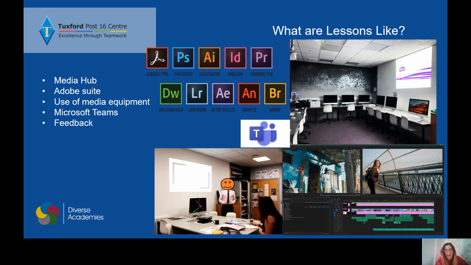So this is a post-16 only Mac suite, basically. We are very, very lucky to be able to offer you the opportunity to exclusively work in here. So if you study digital media or photography, this is your space. We've got Macs in there for you to work on, and a number of different pieces of media equipment for you to play around with. We also have the Adobe Suite, so we use predominantly Premiere Pro and Photoshop, but we might use a few others if we're editing sound and animating things as well.